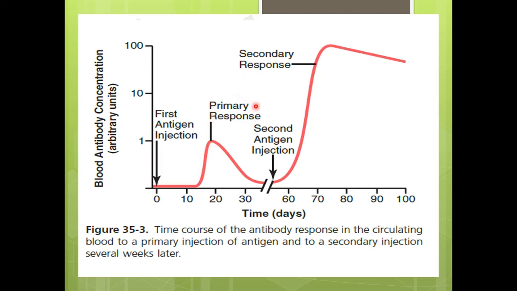But during the primary response, there is formation of memory cells, and if the body is exposed to the same antigen again, due to the memory cells, there will be a rapid and very potent response. Now, this response is called the secondary response, which is shown when there is a re-exposure to the same antigen.